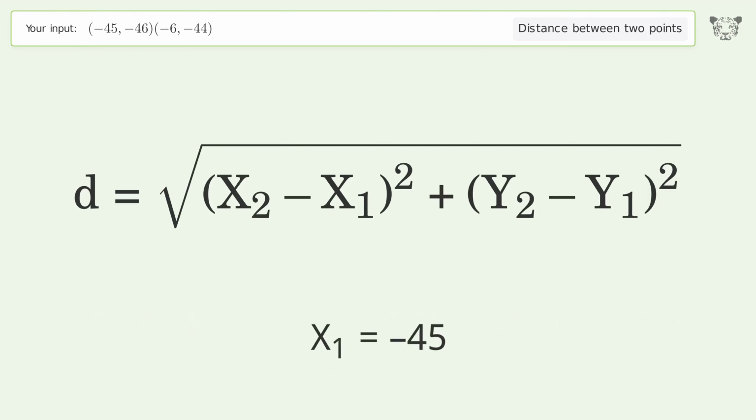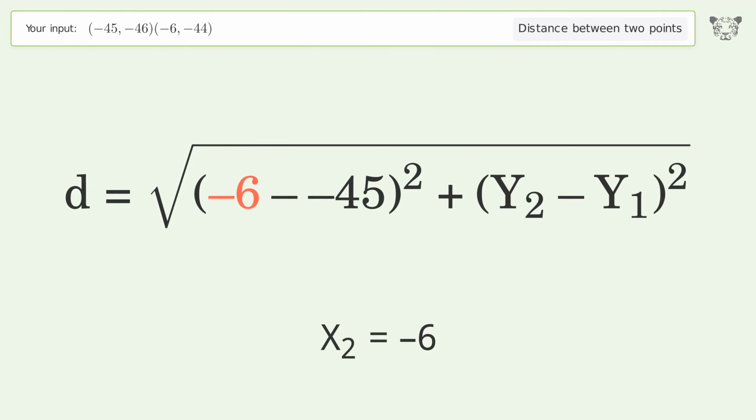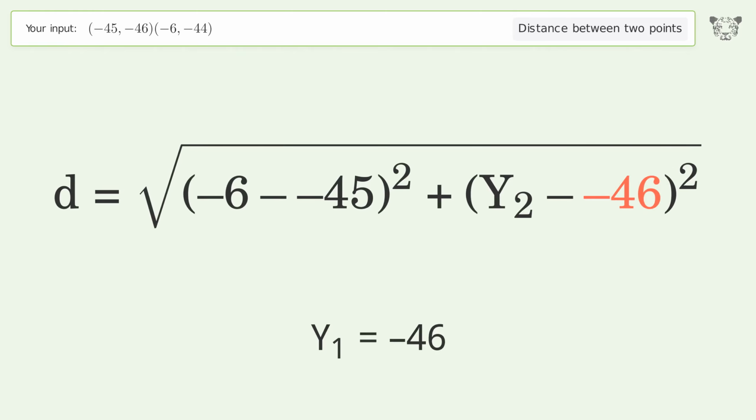x1 equals -45. x2 equals -6. y1 equals -46. y2 equals -44.